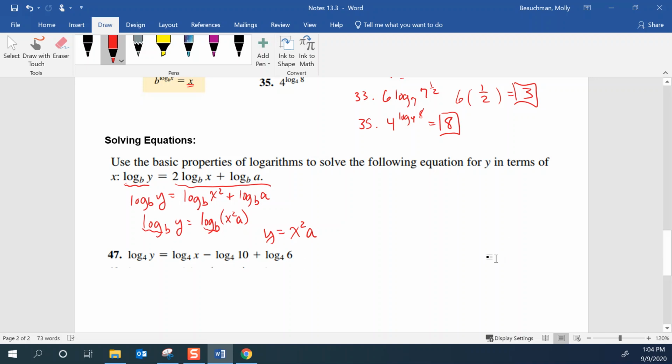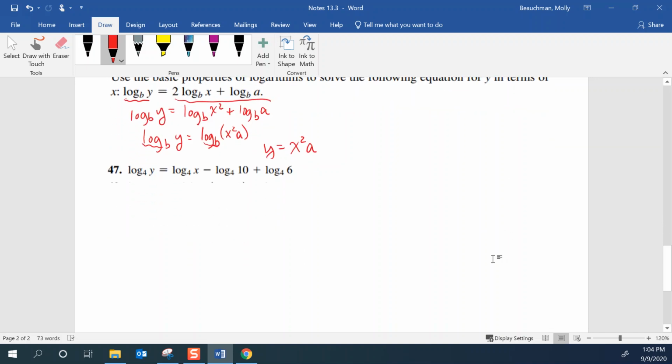All right, let's try one more. So the technique is to write each side as a single logarithm, and if they have the same base, then what we're taking the log of is equal to each other. So we have log base 4 of y is equal to, we want to collect this side as a single logarithm base 4.